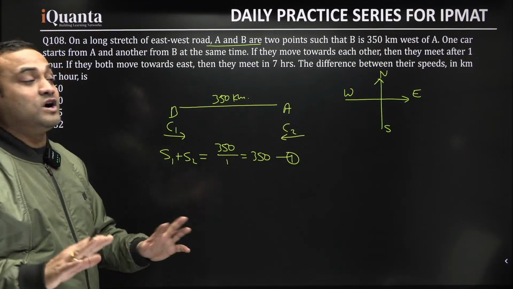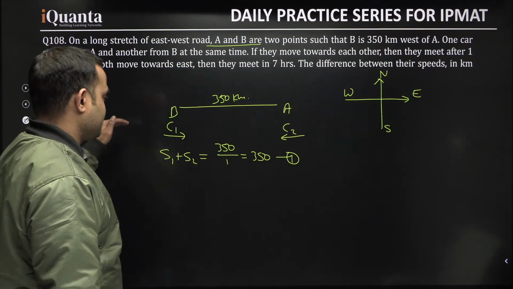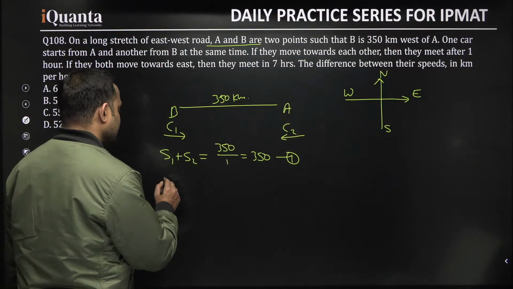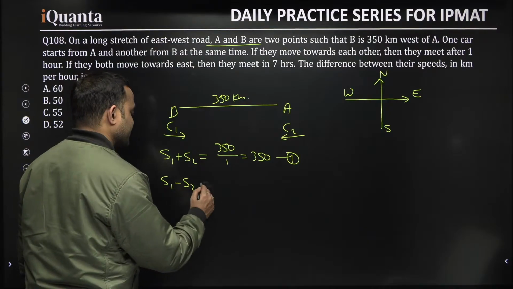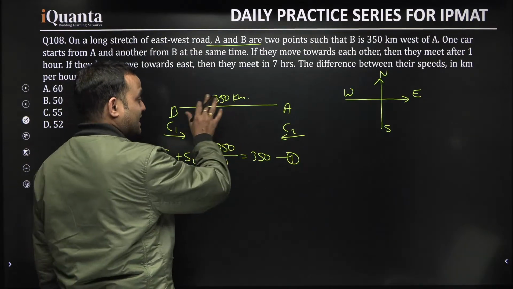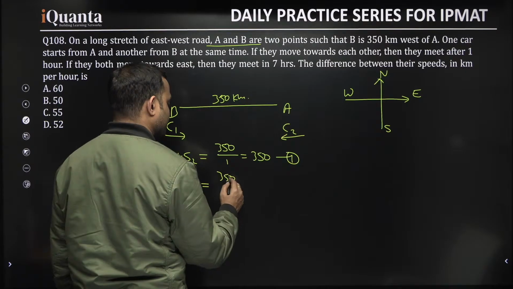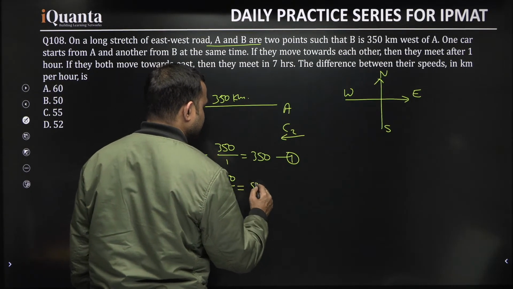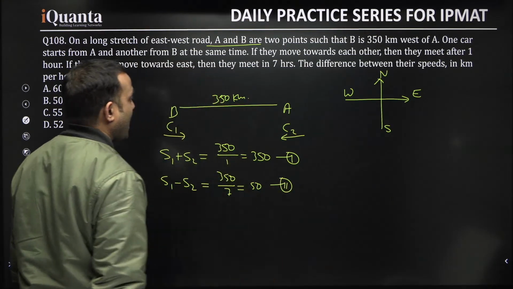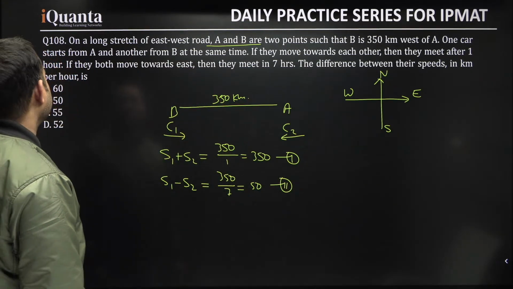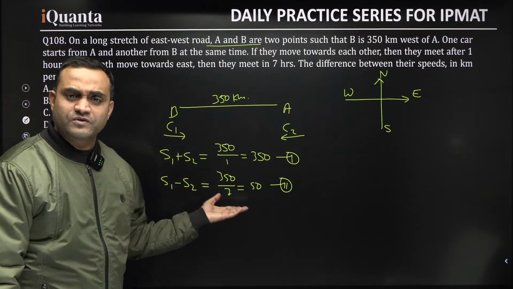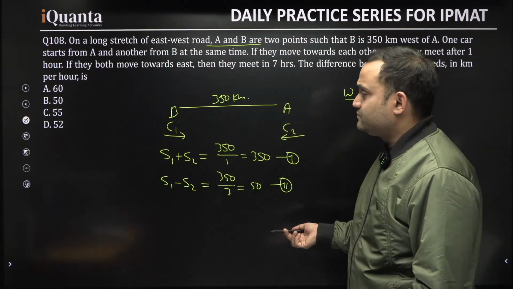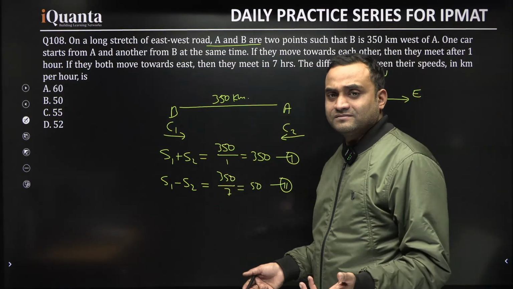If they move towards east, then they meet in 7 hours. Again, the difference between their speeds will be the relative speed, and the distance between them is 350. So 350 by 7, this will be the difference in their speeds, which is 50 kilometers per hour. So this is what we need to find, the difference. We do not even need to calculate S1, S2. This is very direct.